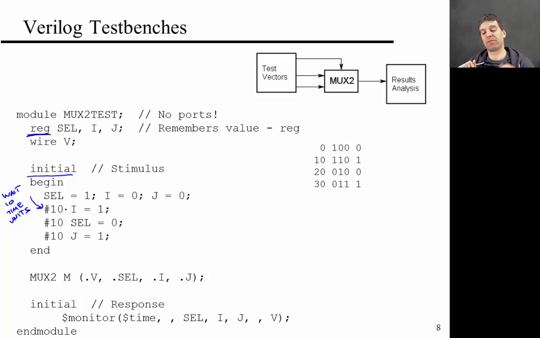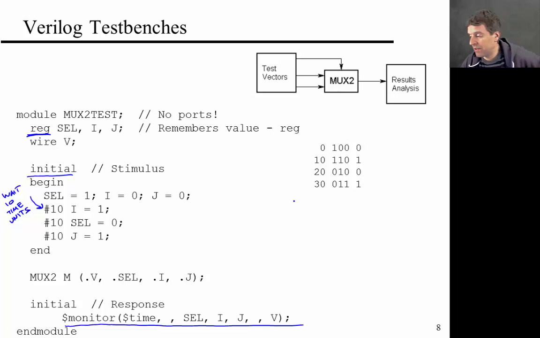Essentially you're providing a series of stimuli to your system, going through different combinations of inputs that are hopefully indicative of how the system should behave. Then you're saying, I'm going to take these inputs and feed them into my multiplexer. And eventually, in this next initial block, I'm going to print the result of this analysis onto the screen, onto the console.